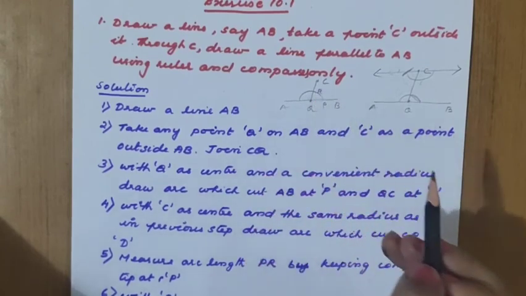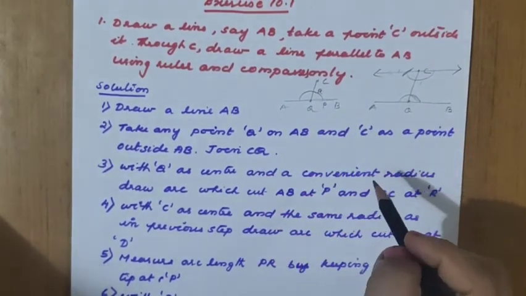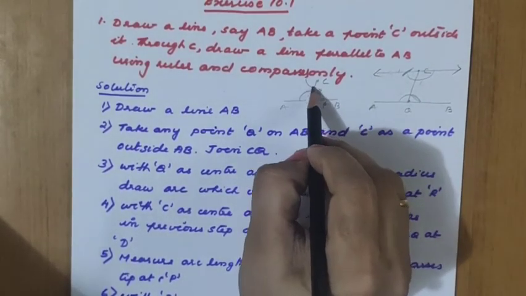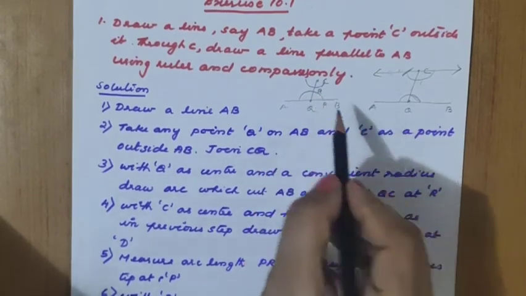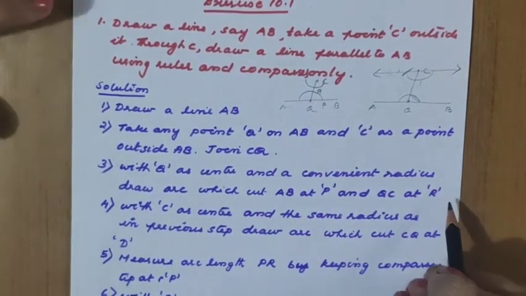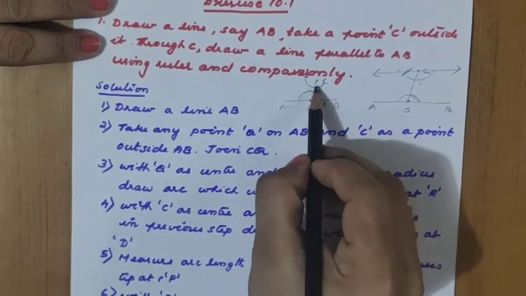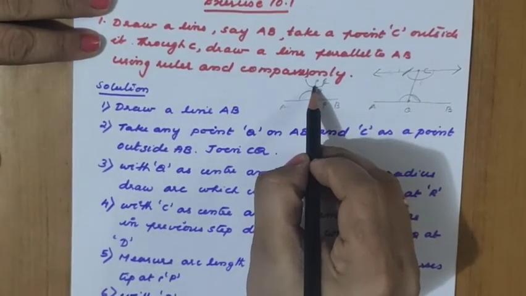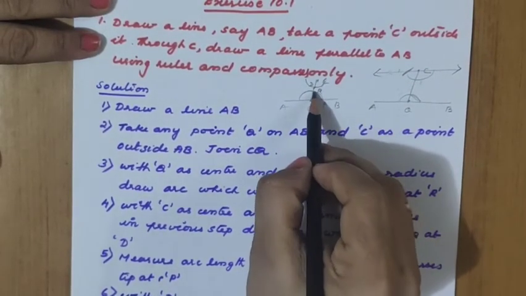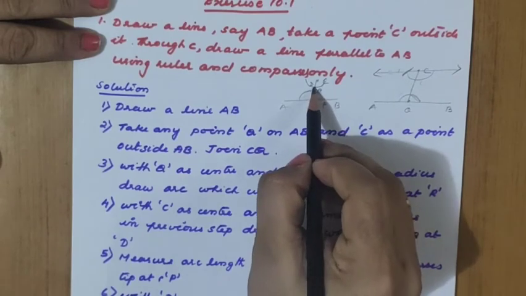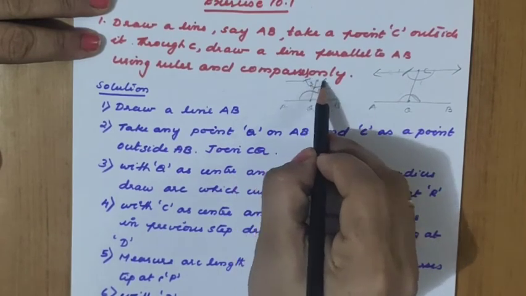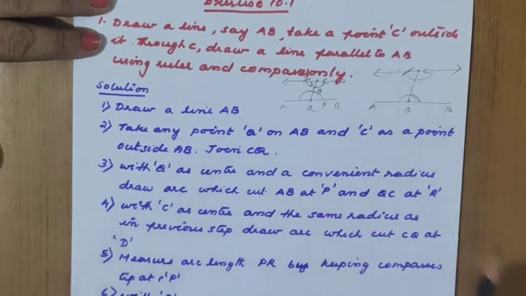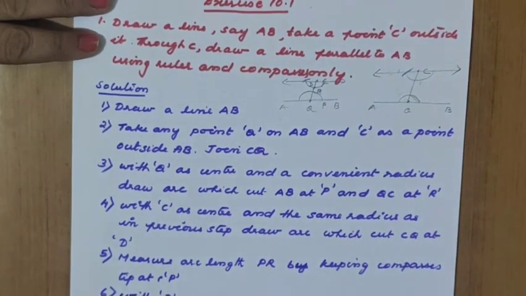So PR this time. Now the same radius we have to draw with C as the center. What is the next step? We have to cut CQ at D. Since it is C, we'll mark it as D only. Now the same radius PR to be taken, from D the arc to be drawn, and here we have to draw the line parallel. So I'll read the steps once again.